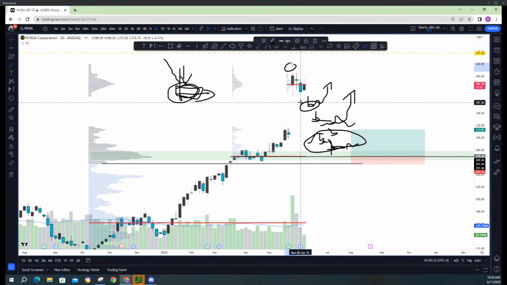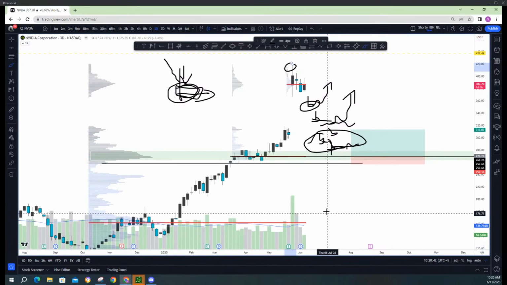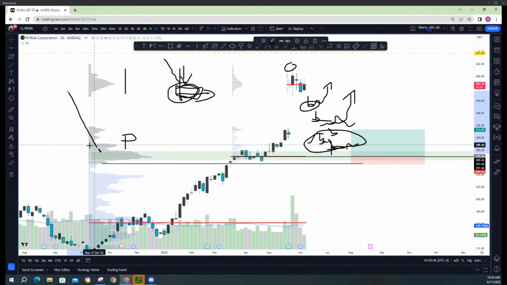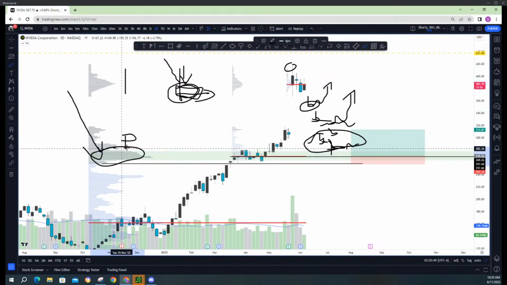Right? And that's what you have to, it's really about the context of the volume profiles more so than anything else, right? If I see, let's say, a lot of P shapes, we're coming out of a downtrend here, and I see the P shapes coming here.